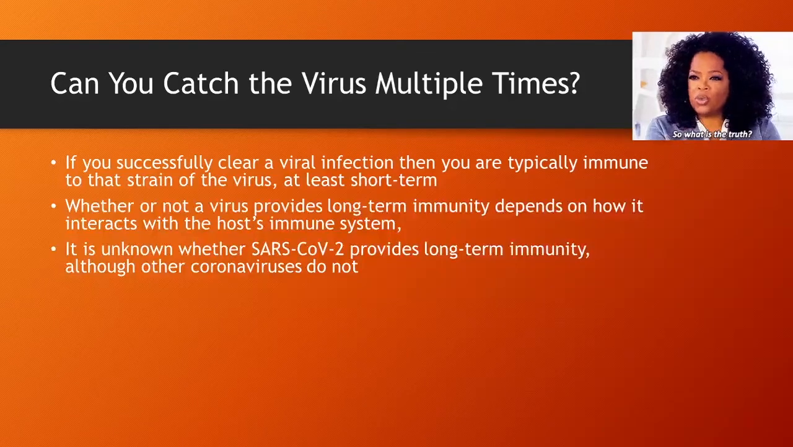So I mean, past a few months to a year, if you are immune for longer, like in the case of the measles vaccine. You know, if you get the vaccine, you're immune to measles for life. You can never catch it. But if SARS-CoV-2 is like that, we're not sure, but other coronaviruses don't.